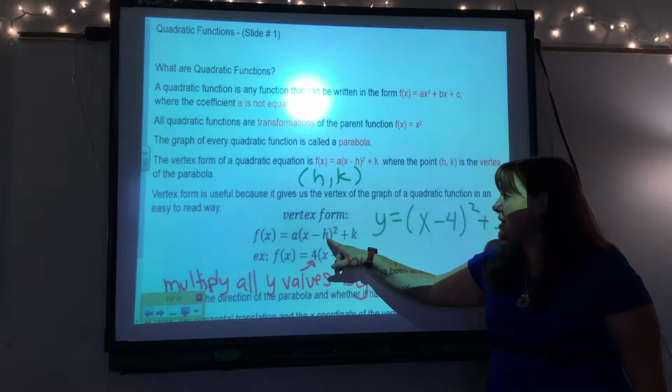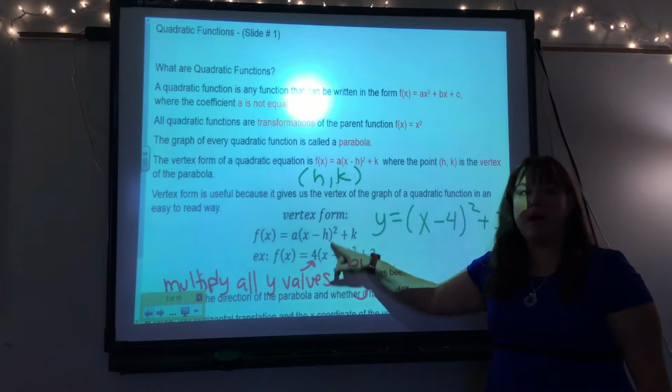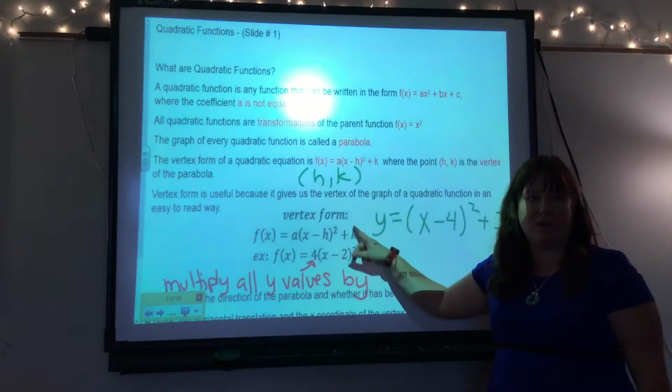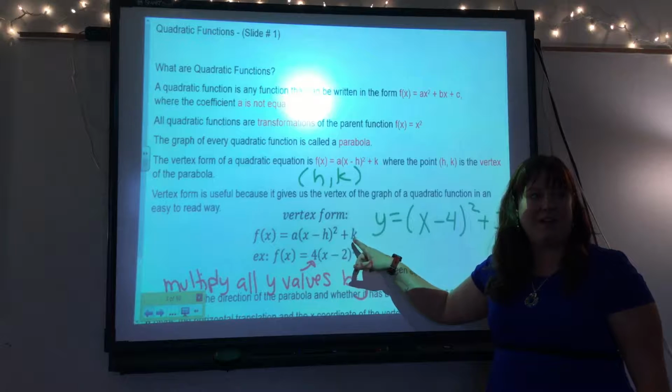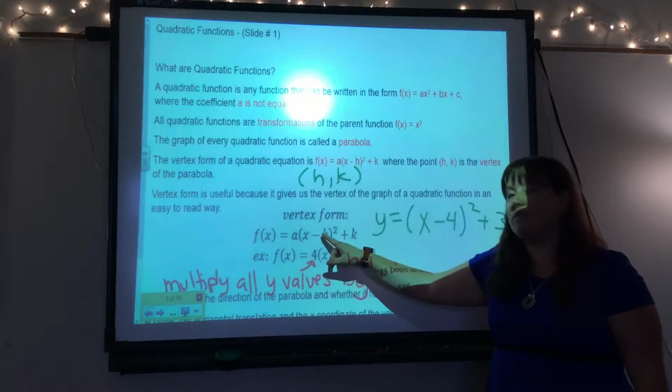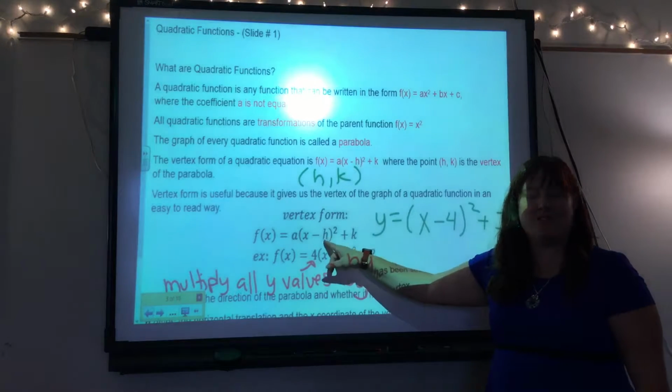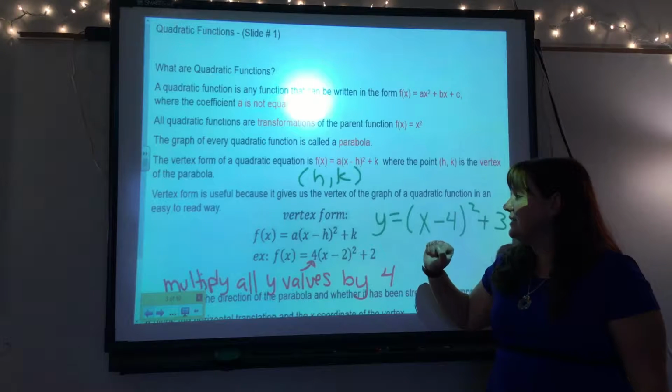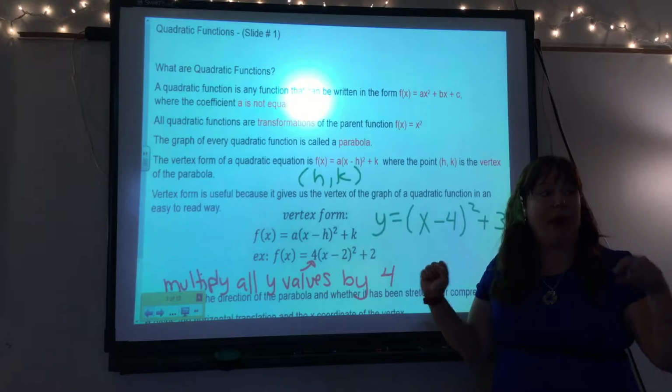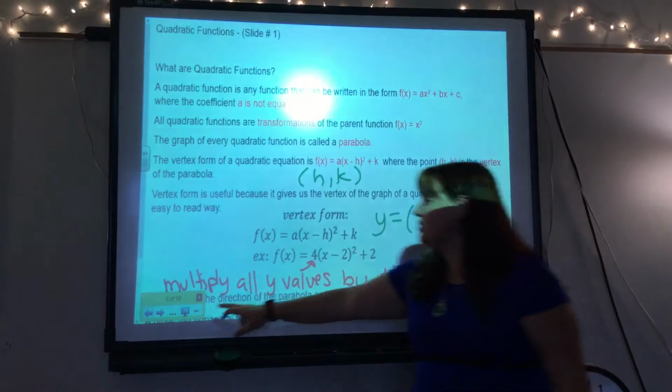Yes, exactly. So the h in this equation is our x coordinate and the k is our y coordinate. H is a liar, so if we see negative 3, it's positive 3 that is our vertex, okay? So we figured out how to graph from here, and we'll practice that a little bit later.